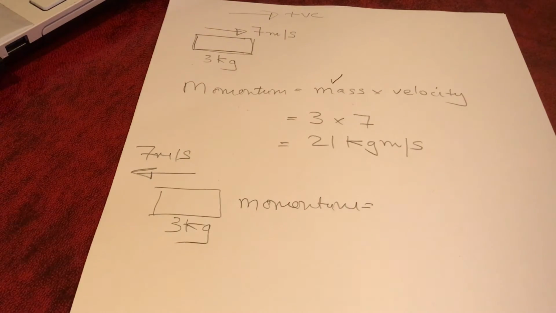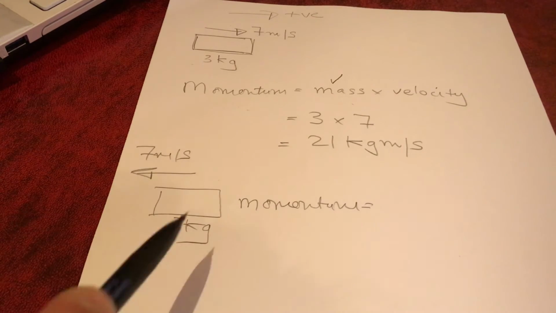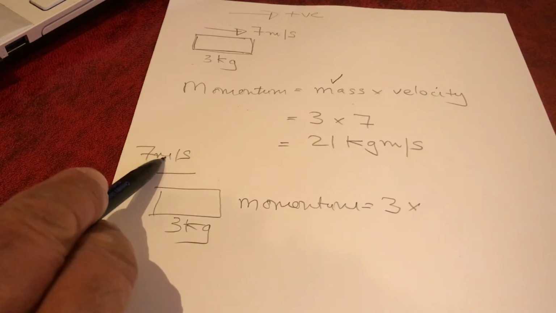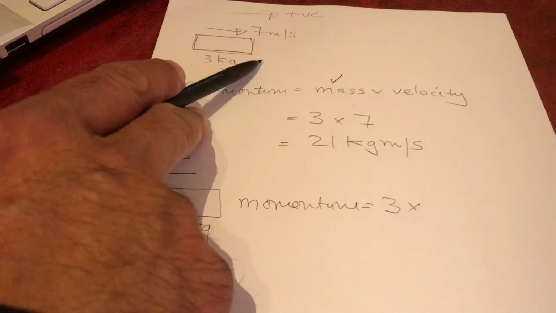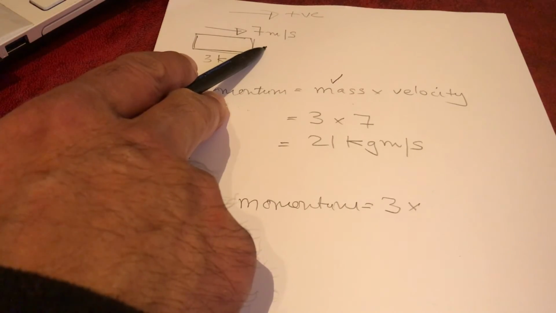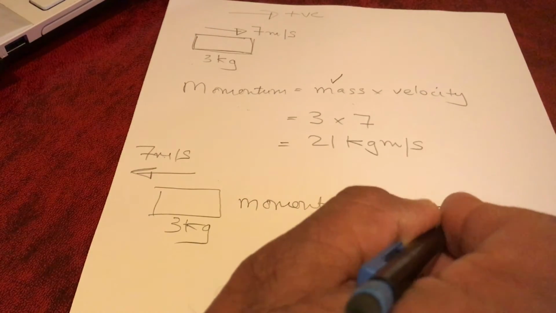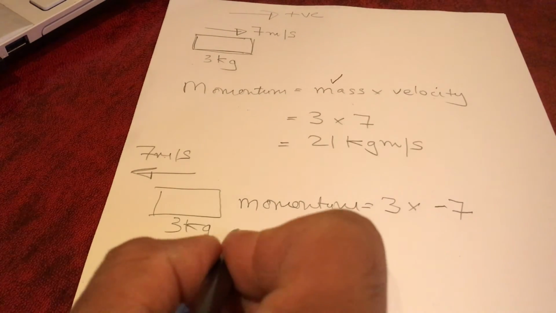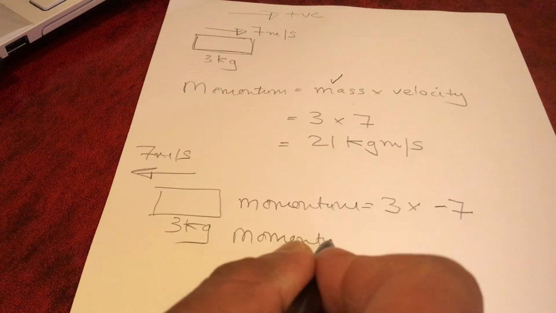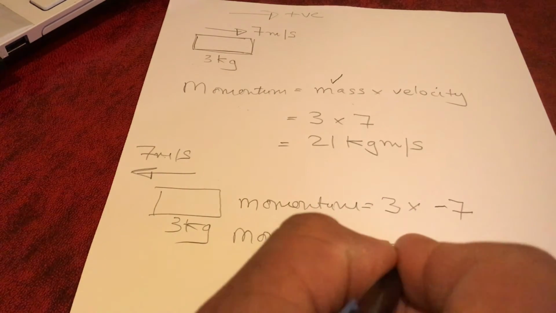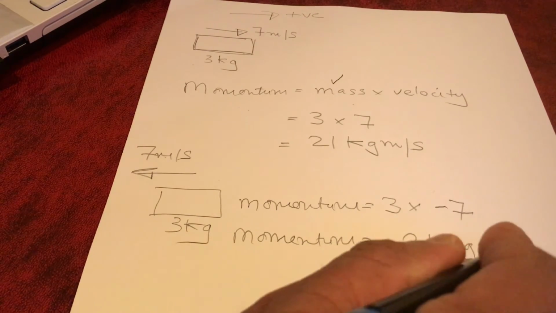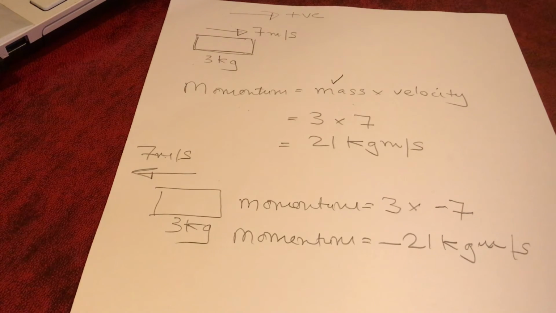is equal to, again, the mass times the velocity, but this time the mass is still going to be 3 kilogram, but because the velocity is acting in the opposite direction to the velocity in the first example, we say it's going to be -7 instead, -7 meters per second. And as a result, momentum is then going to be equal to -21 kilograms meters per second. And this is an example of how we actually calculate momentum.